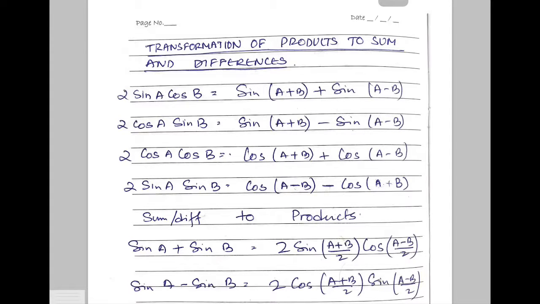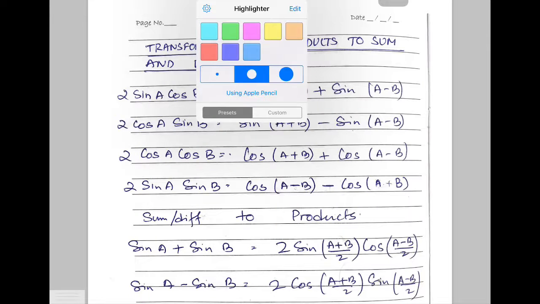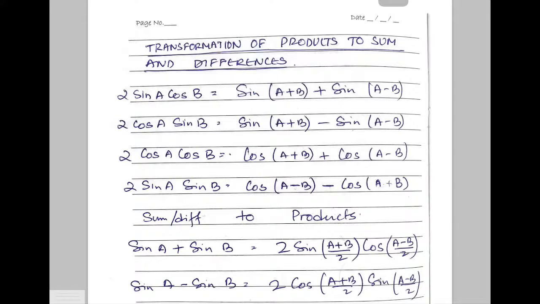So here are a few formulas. I hope you have already copied this formula in your notebook as I have attached this formula below. So the first one here is, let me mark it for you. 2 sine A cos B equals sine A plus B plus sine A minus B. This is the first one, okay? The second one, 2 cos A sine B, sine A plus B, sine A minus B. 2 cos A cos B, cos A plus B, cos A minus B. 2 sine A sine B, cos A minus B minus cos A plus B.